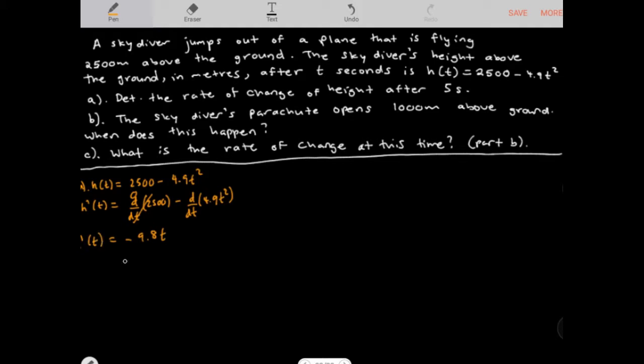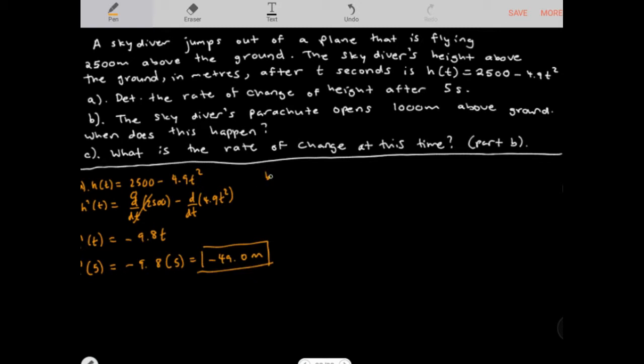We want to determine the rate of change of height after 5 seconds. So we're doing h'(5), which is negative 9.8 times 5, which is basically negative 49 meters. So you've basically fallen 49 meters after 5 seconds. This is how much distance you've covered in 5 seconds from where you initially started.